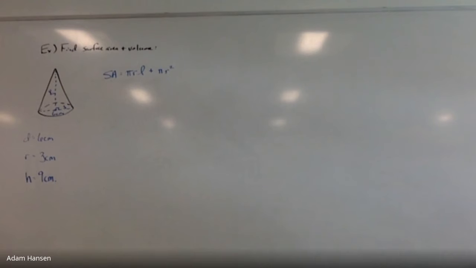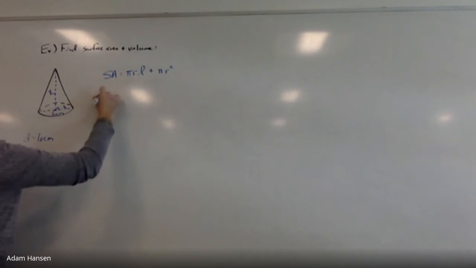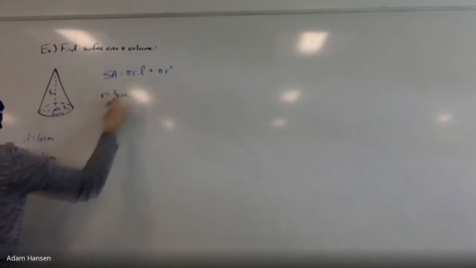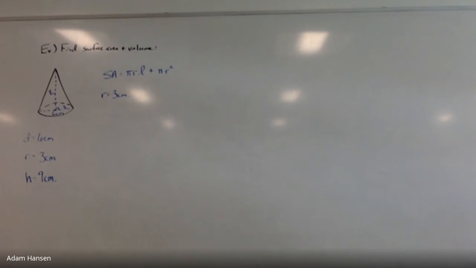Let's see, I've got the radius. I know r is 3 centimeters. What am I missing so far? I can't quite find the surface area until I know what first. Slant height. How can I find the slant height though, Adrian? Pythagorean theorem. 3 squared plus 9 squared equals our slant height L squared.